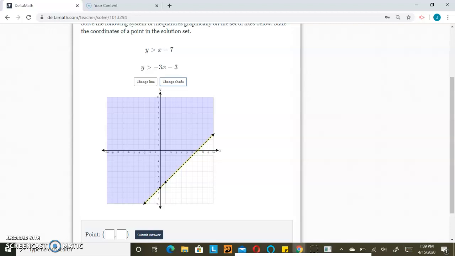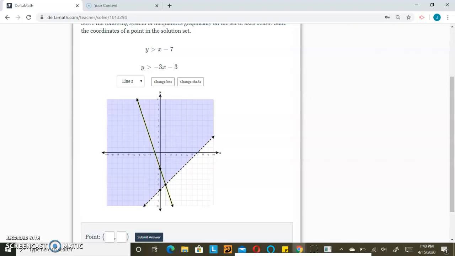Now I'm ready to graph my second line. I see that it has a y-intercept of -3, so I'm going to put a dot at -3. Then I have a slope of -3, so I'm going to go down 3, 1, 2, 3 to the right 1. Okay, so they're going to intersect right here at 1, -6.